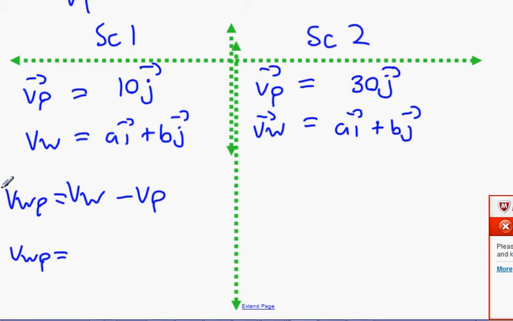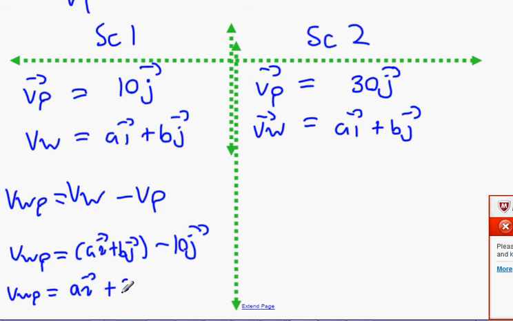So velocity of woman, VW, so it's going to be Ai plus B times j component minus 10j, and what that gets me is the velocity of wind relative to the woman or relative to the person is going to be Ai plus (B minus 10)j. In scenario 2, velocity of wind relative to the person is going to be Ai plus (B minus 30)j.